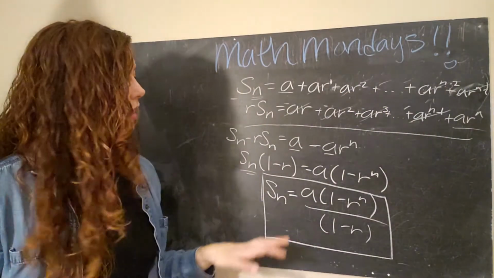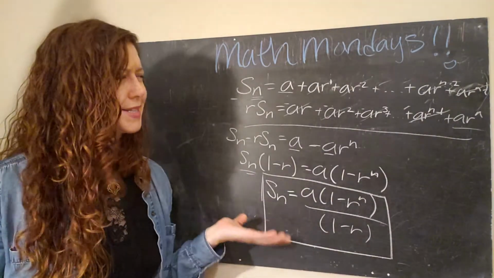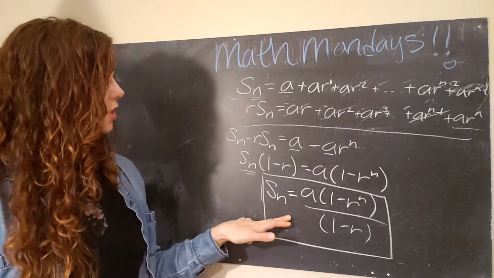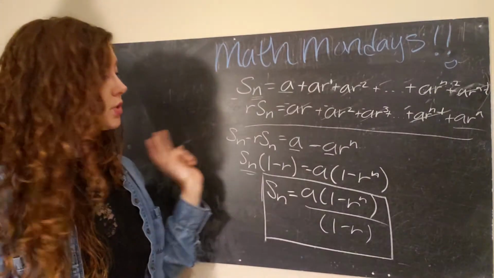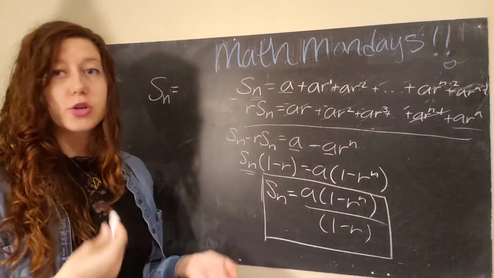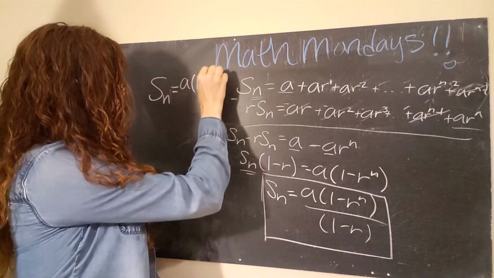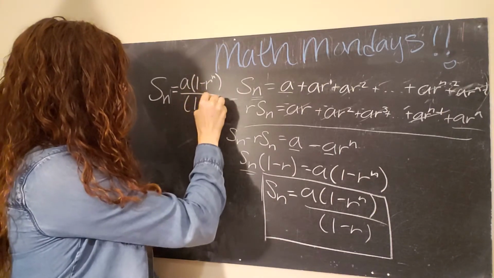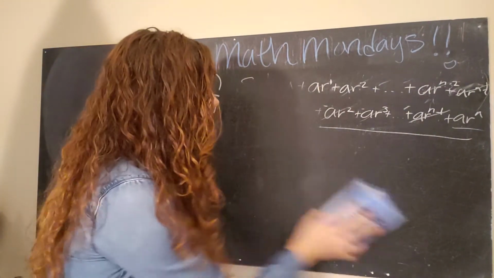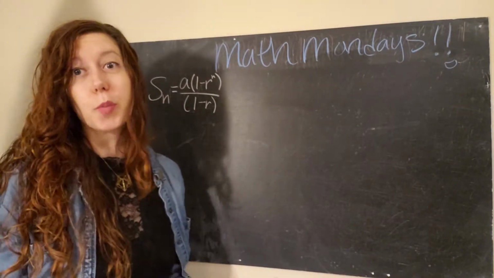Really cool, right? So now you're probably like, well, wait, who cares? Why does this matter? Let's look at a specific example. I want to hold on to this, so I'm going to write it up here to save for later. So Sn, the sum of our geometric series with n number of terms, equals a times 1 minus r to the n divided by 1 minus r. Okay, and I'm going to erase this and give us some more space to tackle a real-world problem.